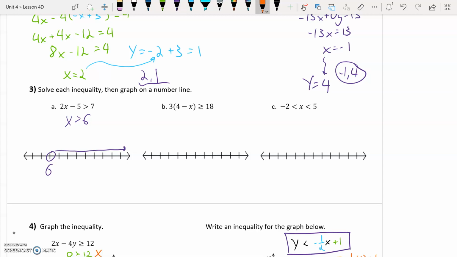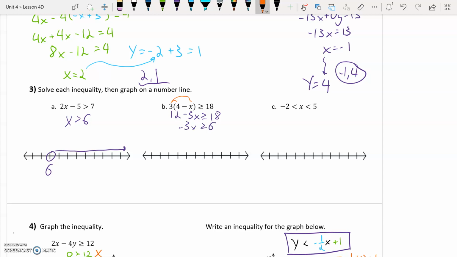The second inequality has a couple of extra steps. For example, to solve for x, we need to distribute. And so we end up with 12 minus 3x is greater than or equal to 18. On this one, when you subtract 12 from both sides, again solving for x just like you would in an equation, we end up with negative 3x is greater than or equal to 6.